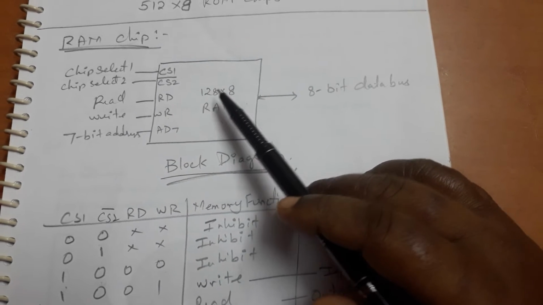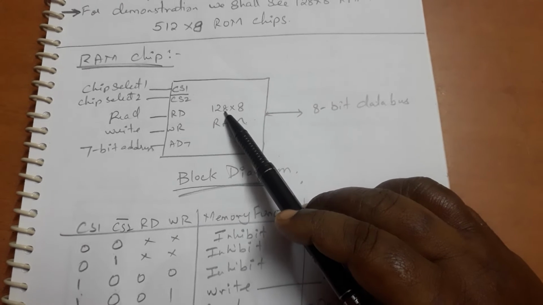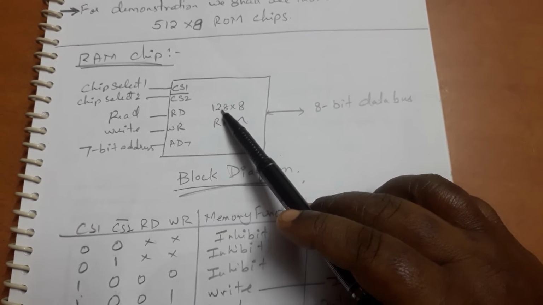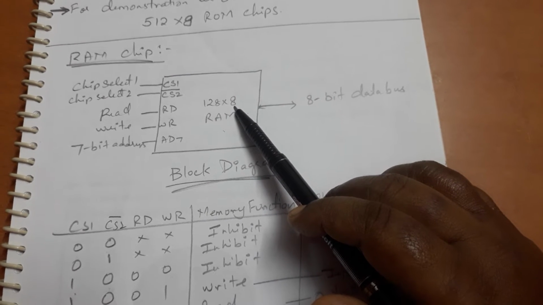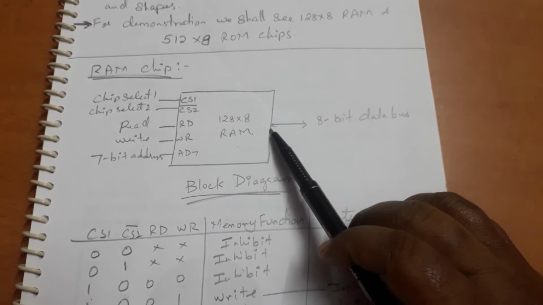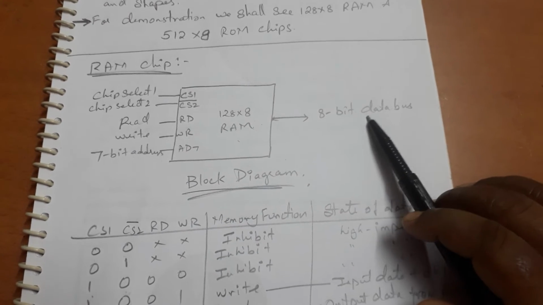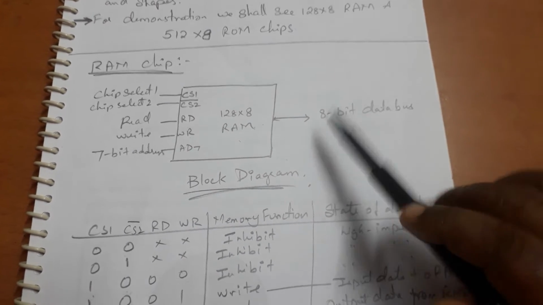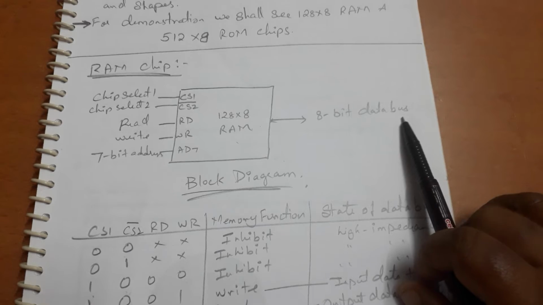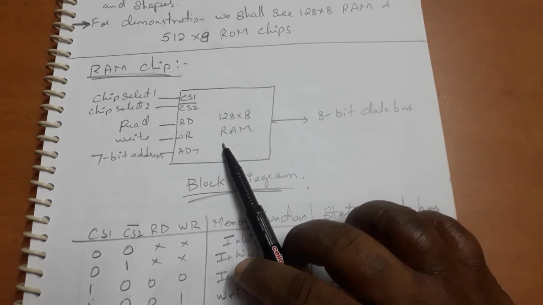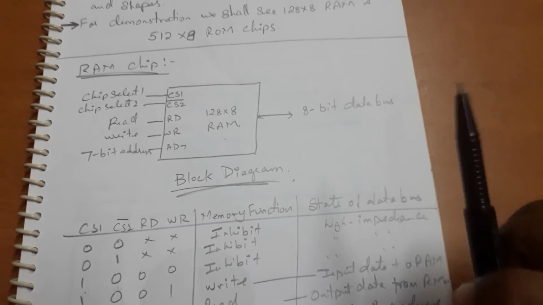This RAM is of configuration 128 by 8. So what does this mean? It means this RAM holds 128 words, and each word has 8 bits in it. So obviously the output of this RAM chip will also be 8-bit data. There is a bidirectional bus connected to this RAM, which is an 8-bit data bus. So the data can go in or out, read or write.